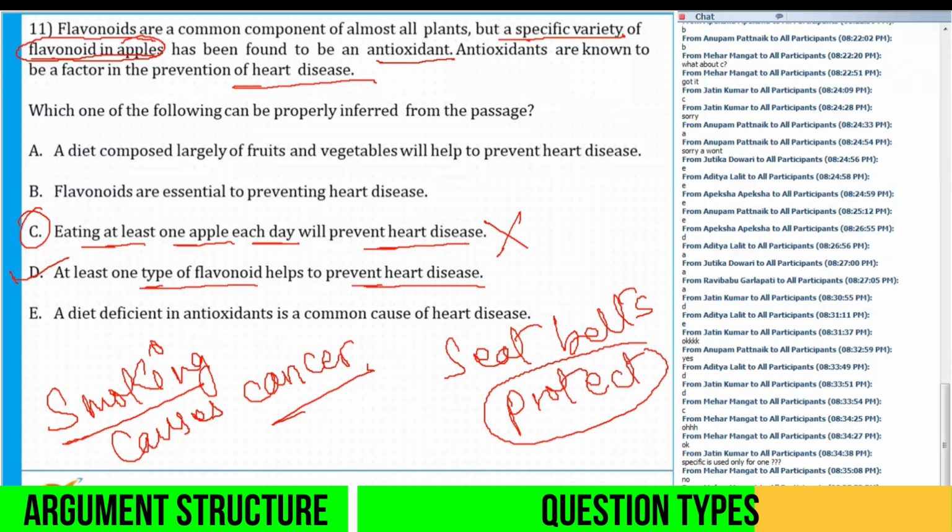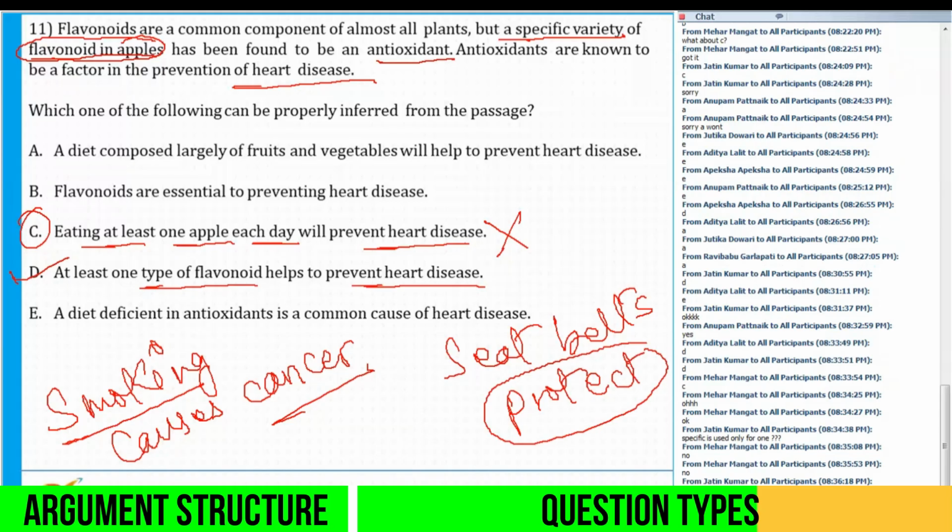Did you understand? Jatin, did I answer your question? What are you trying to say? Specific is used only for one, meaning there's a specific variety of flavonoid in apples. So apples have a specific variety of flavonoid. If I consume apples, will it necessarily prevent heart disease? Right now I gave you two examples that it is not necessary. That is why C is wrong. Is this clear why C is wrong?